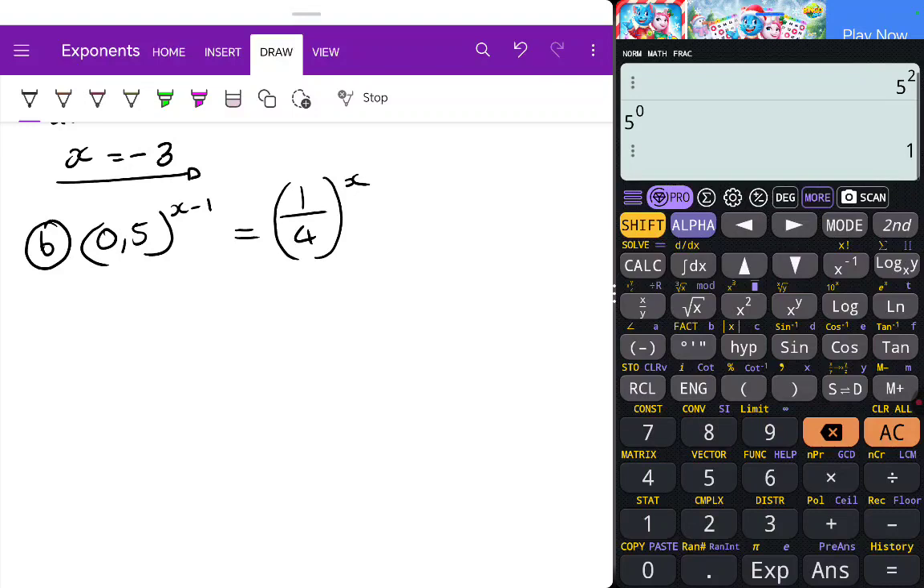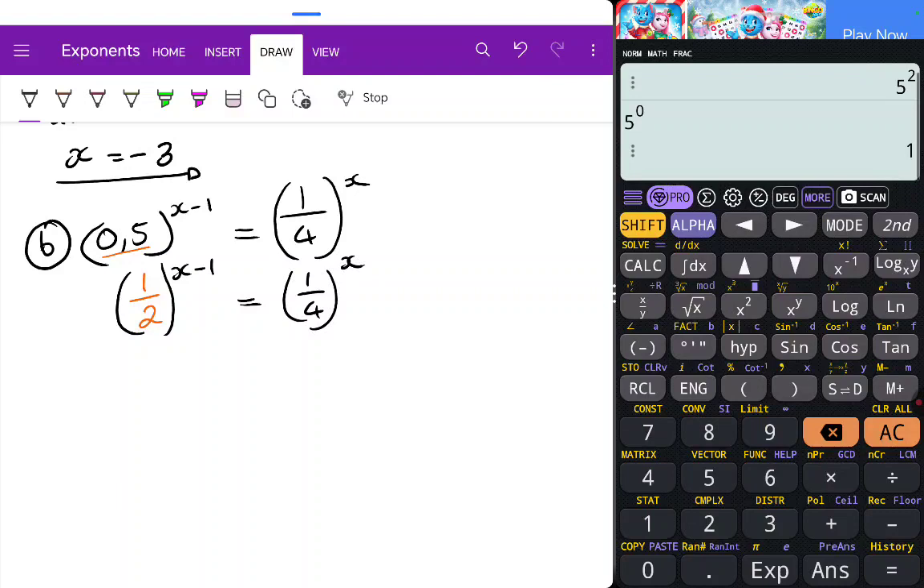I have 0.5, which is a decimal, and I have 1/4, which is a fraction. Those are not the same. So I'm first going to convert my decimal to a fraction. So this becomes a half. I have a half to the power of x minus 1 is equal to a quarter to the power of x.